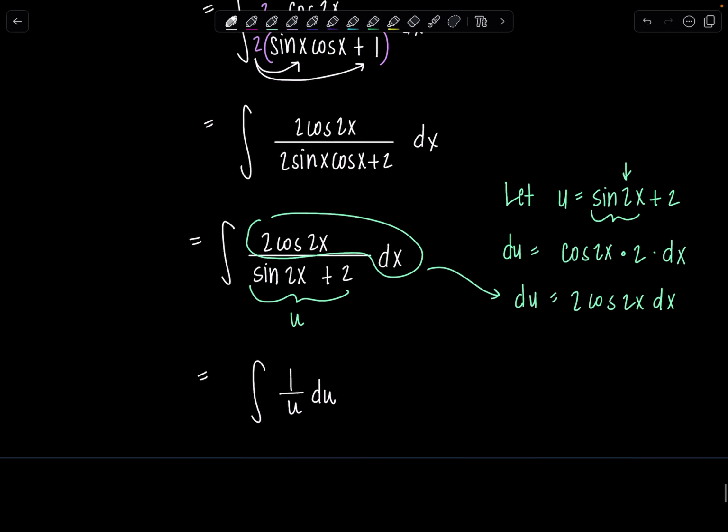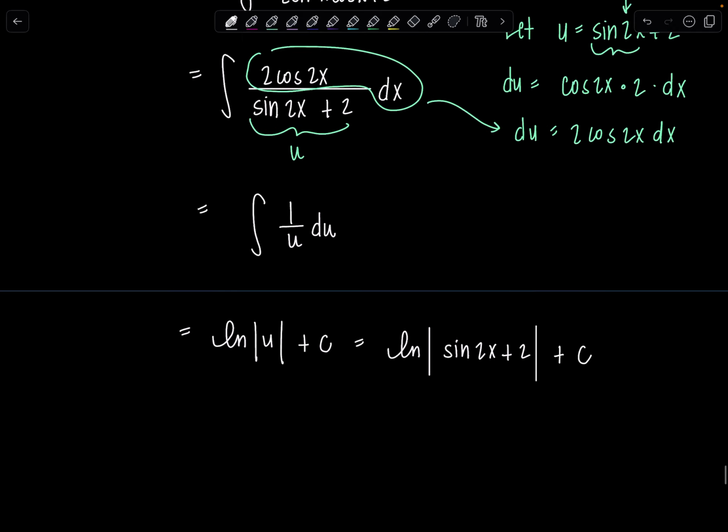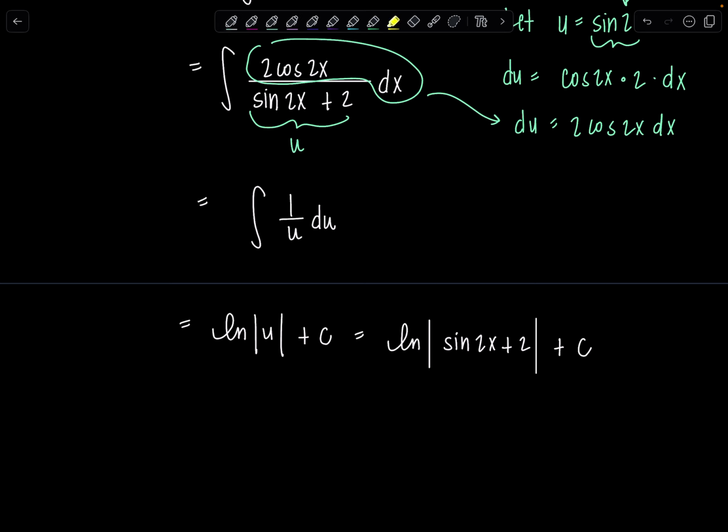Very nice. Okay, that one we know. Antiderivative is natural log absolute value of u plus c. And then let's go back, natural log absolute value, sine 2x plus 2 plus c. Now, I actually can drop the absolute value bars because we know sine of 2x, sine of theta, is always bounded by -1 and 1.